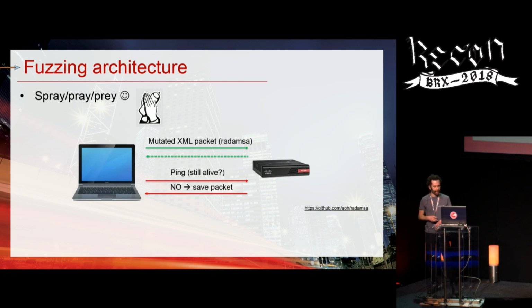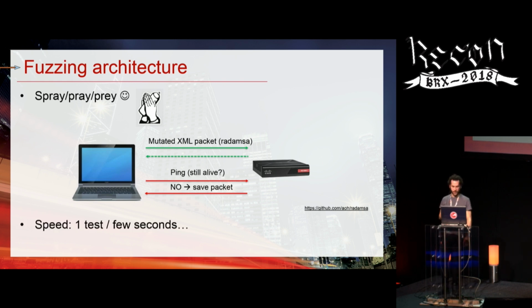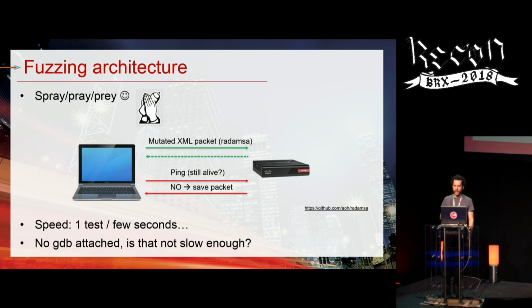So I don't do anything complicated. It's really slow. If you use something like AFL, it's 1,000 test cases per second. For me, it's 1 test case per 5 seconds. I don't attach any debugger because I don't really need to. I can just save the ones that are interesting, replay them later, and at that time attach GDB.